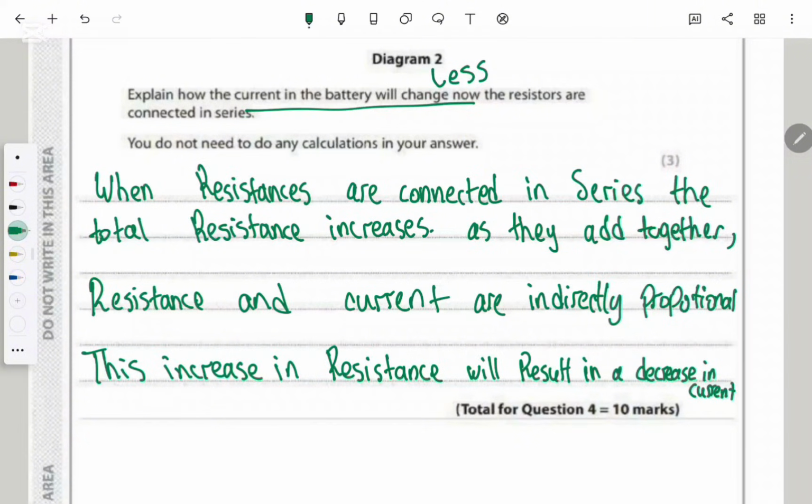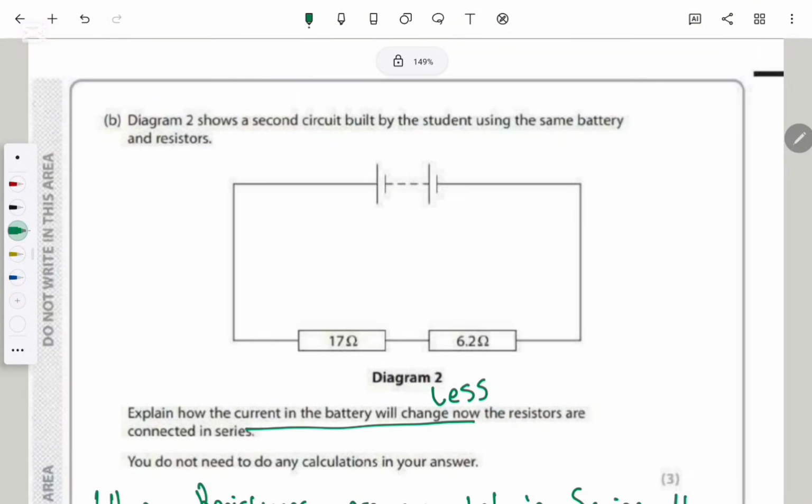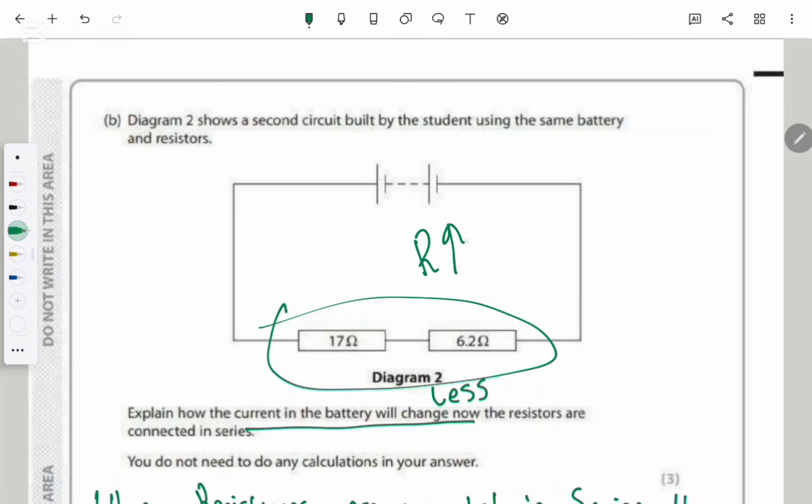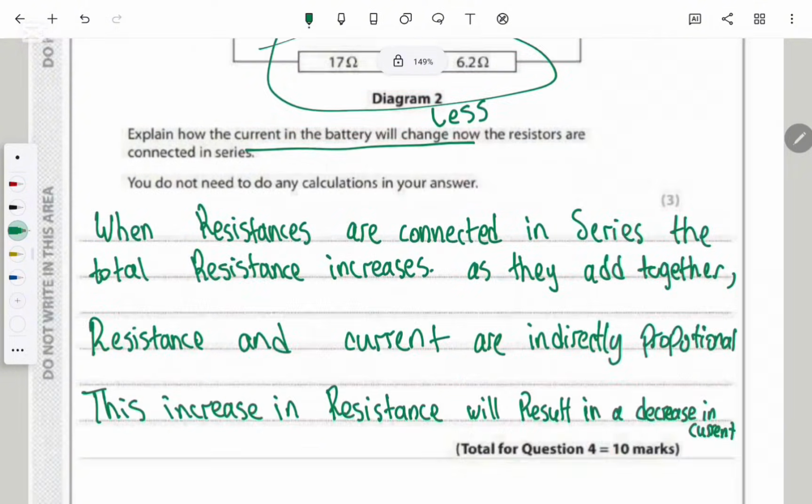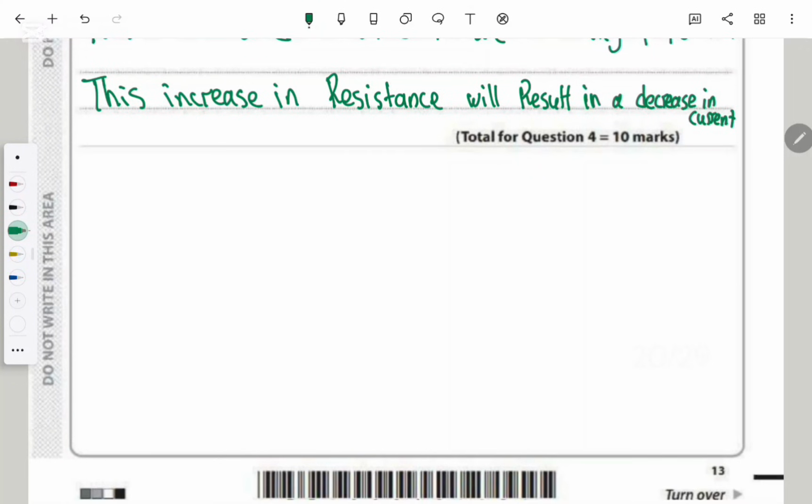All right, so here I stated that when resistances are connected in series, the total resistance increases as they add together. Resistance and current are inversely proportional. This increase in resistance will result in a decrease in current, because when you connect them in series instead of parallel, the resistance will become more. And when the resistance becomes more, the current instantly becomes less, because it's more difficult for it to move through the wire. All right. Those two questions are very good to revise your basics when it comes to these.